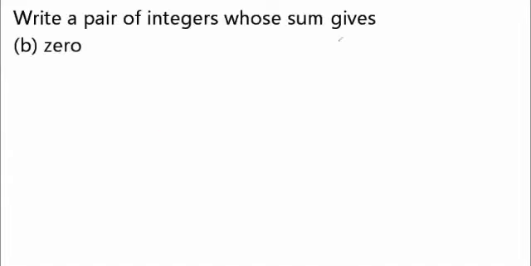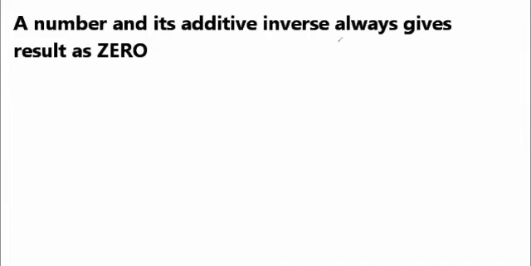The second one is 0, and that's very obvious. We know that a number and its additive inverse always give 0. So we do not need to go further and discuss anything. If we want the sum to be 0, it has to be the number and its additive inverse.